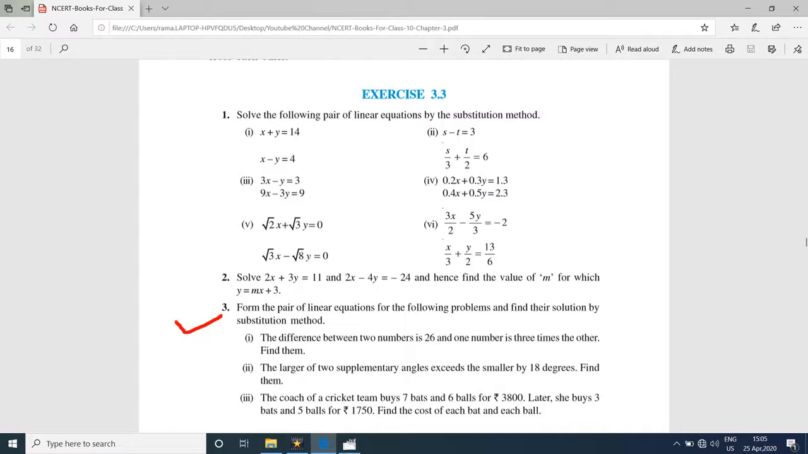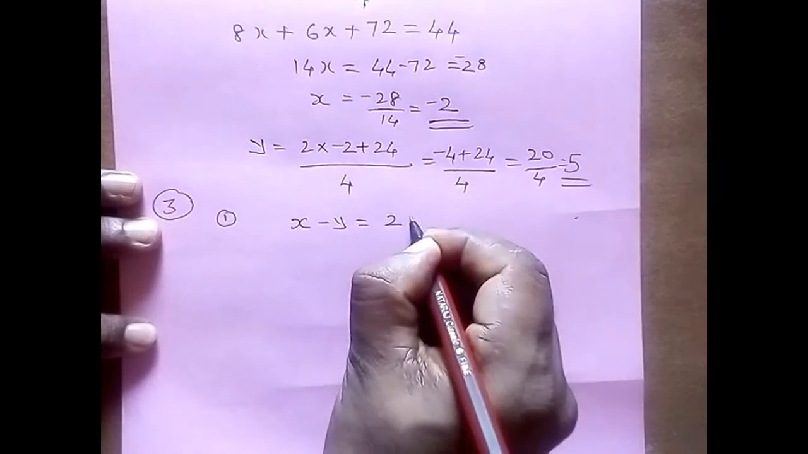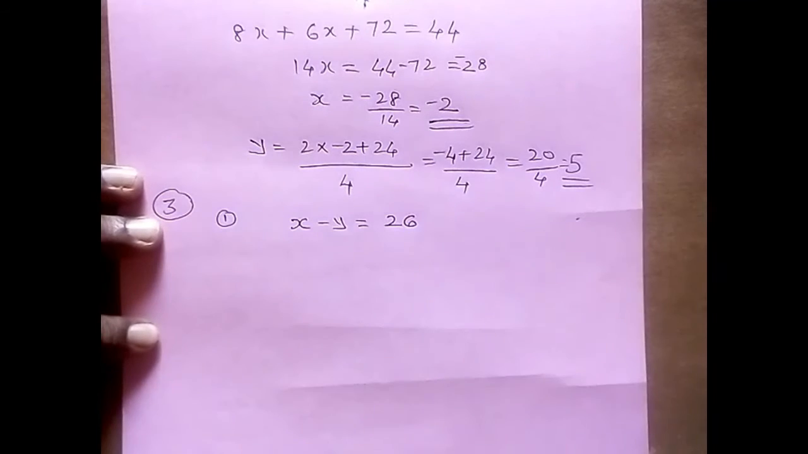Now question number 3. Form the pair of linear equations for the following problems and find their solution by the substitution method. So word problems are there. We have to take them one by one. So the first question we will take. The difference between two numbers is 26. So let the numbers be x and y. So the difference between x and y is equal to 26. We will represent it as x minus y is equal to 26.